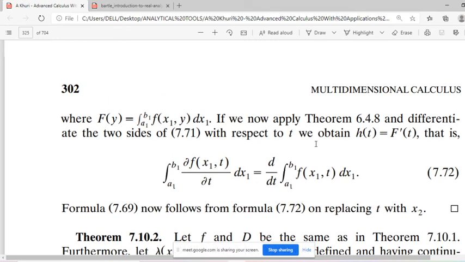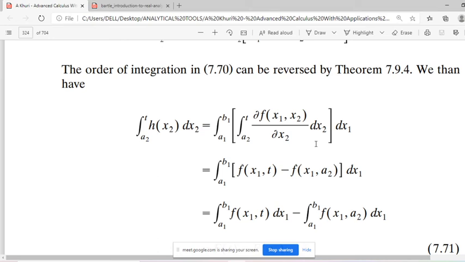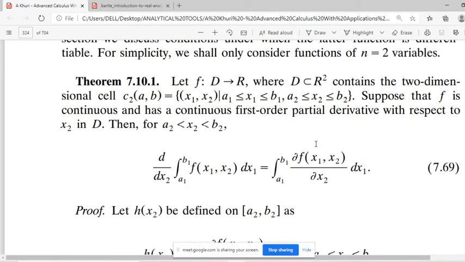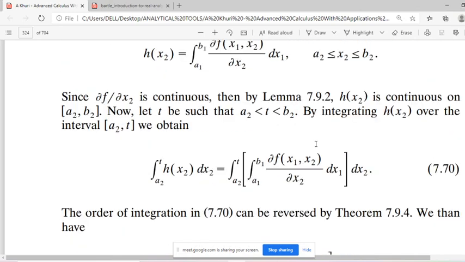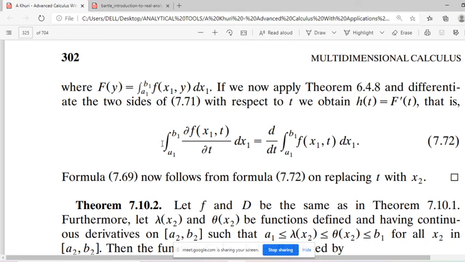We have a function f that is continuous and has continuous first order partial derivatives with respect to x2. Then d by dx2 of the integral a1 to b1 of f of x1 comma x2 dx1 equals the integral a1 to b1 of dou f of x1 comma x2 by dou x2 dx1. So interchange of integration and differentiation is attained. We obtain h of t equal to F dash of t. Equivalently, the integral a1 to b1 of dou f of x1 comma t by dou t dx1 equals d by dt of the integral a1 to b1 of f of x1 comma t dx1. That means interchange of integration and differentiation is possible for every t.